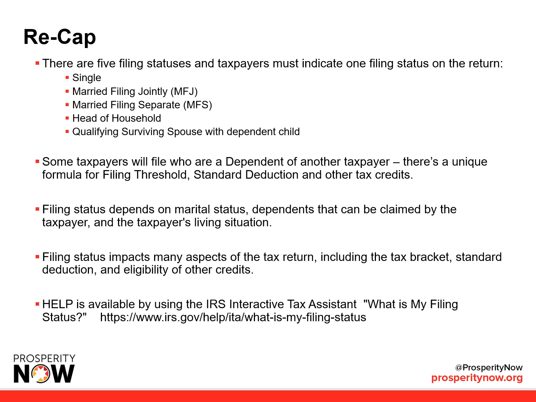Let's review. There are 5 filing statuses, and taxpayers must indicate one filing status on the return: single, married filing jointly, married filing separately, head of household, and qualifying surviving spouse with dependent child. Some taxpayers will file who are dependents of another taxpayer. There's a unique formula for filing threshold, standard deduction, and other tax credits.